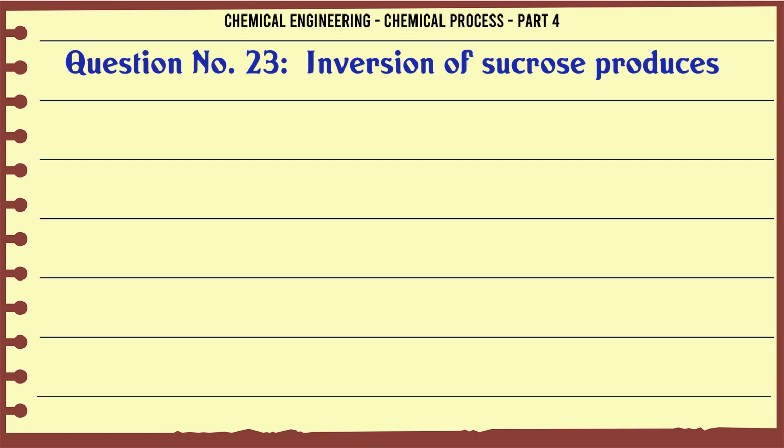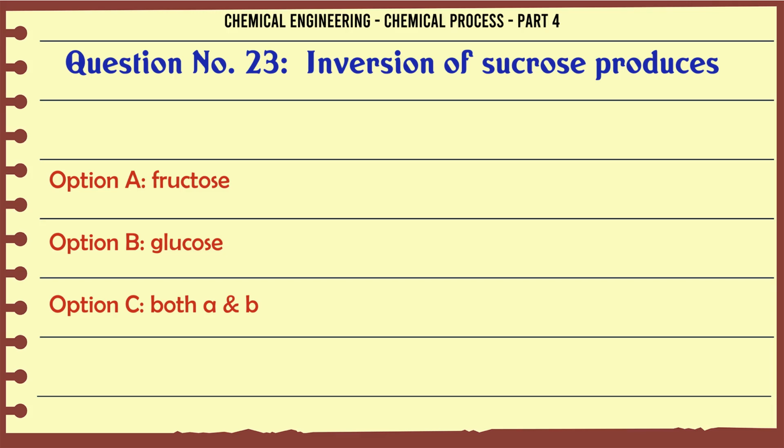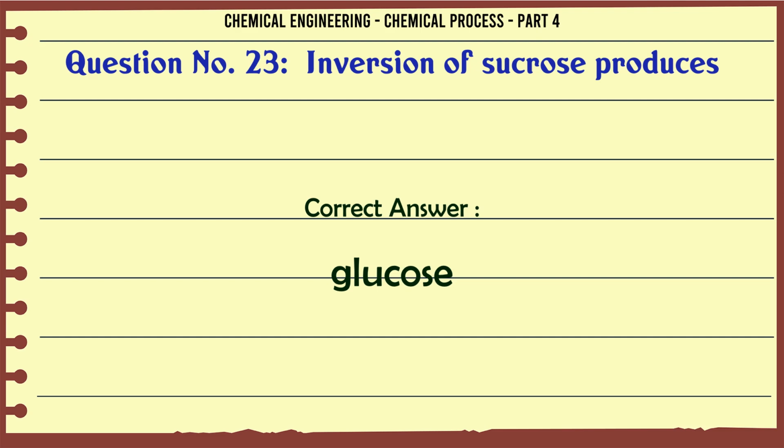Inversion of sucrose produces A. Fructose, B. Glucose, C. Both A, B, D. Neither A nor B. The correct answer is both A, B.